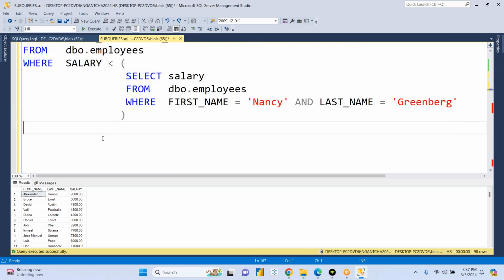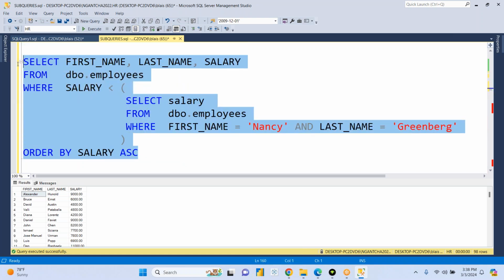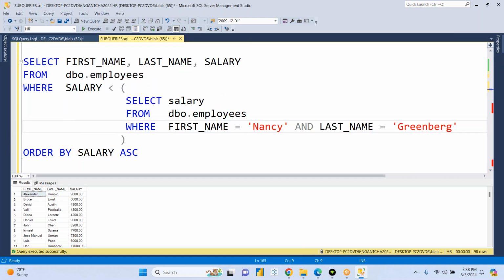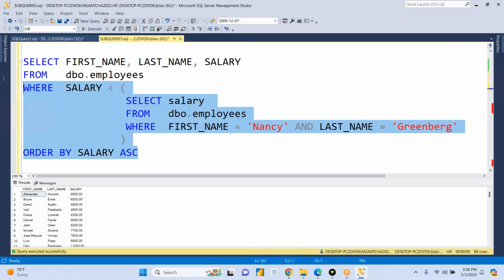And I can even go ahead and continue with the outer query by adding an order by. This order by goes to the outer query. Let's order by the salary. Let's sort these employees by ascending order of the salary. Let's run. The idea of indenting helps this layout. And this is it.